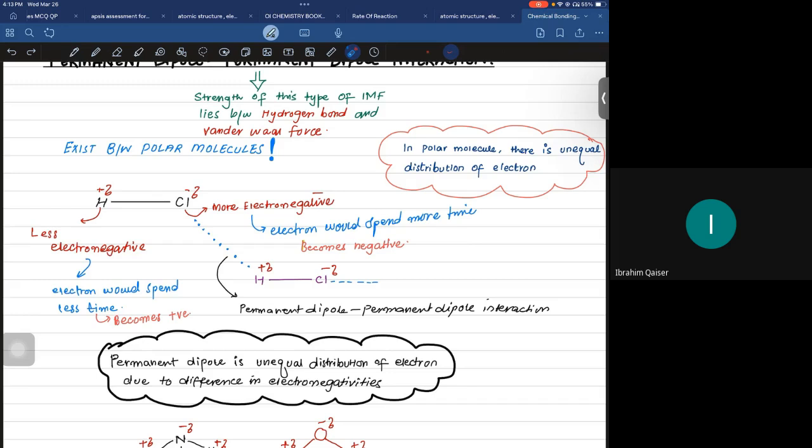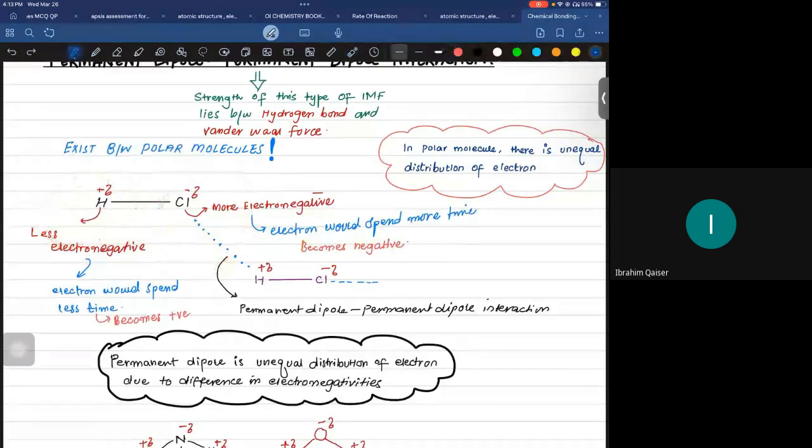How many electrons are there in the outer shell of chlorine? Seven. And in the outer shell of hydrogen, only one electron. So chlorine has more electrons as compared to hydrogen. Chlorine has a greater number of electrons, that is why it's more electronegative.